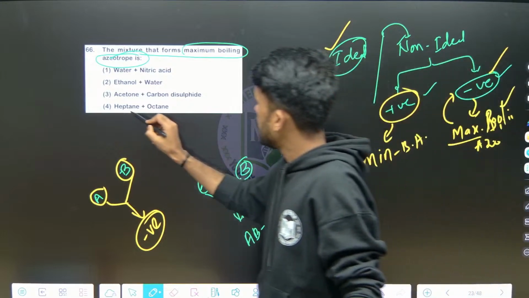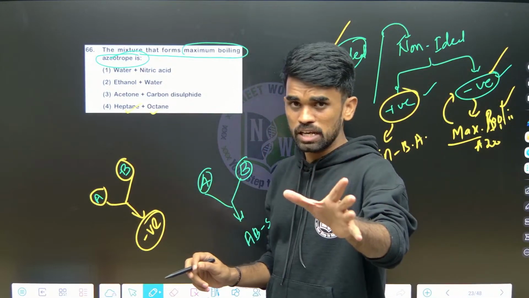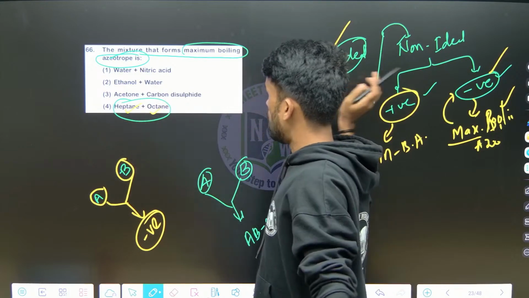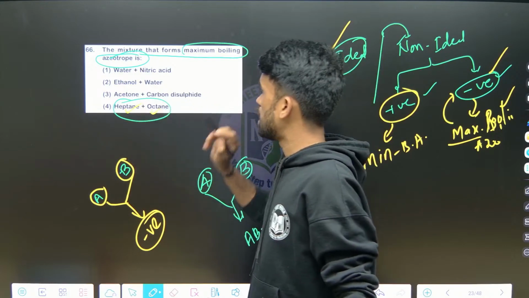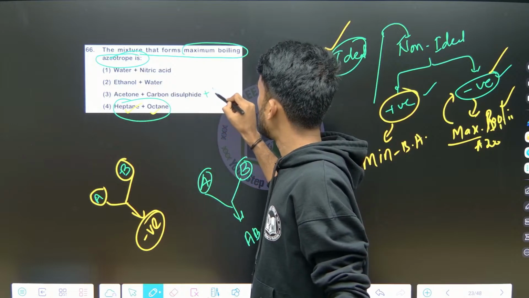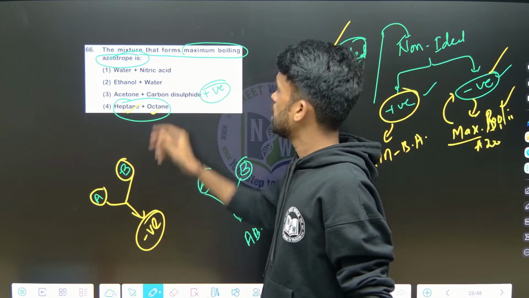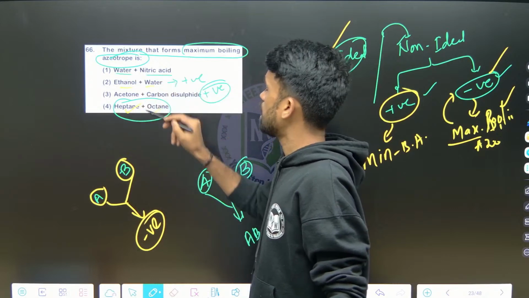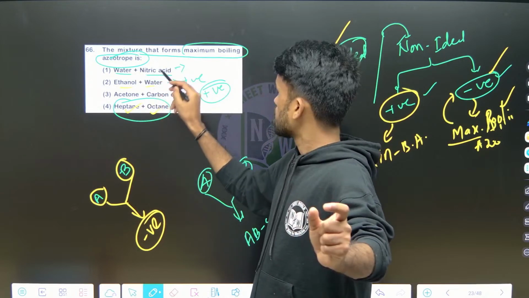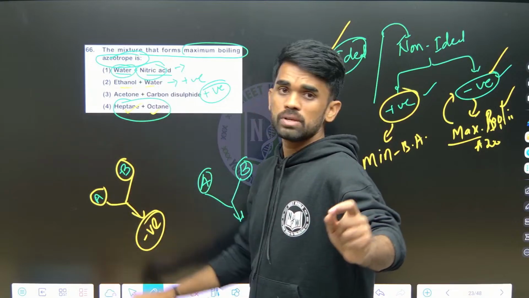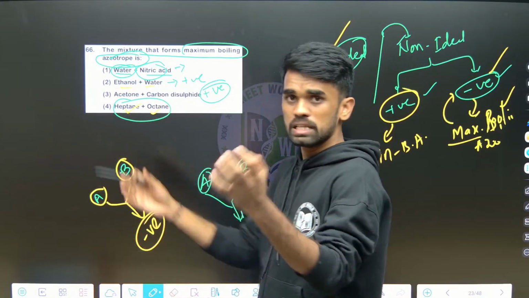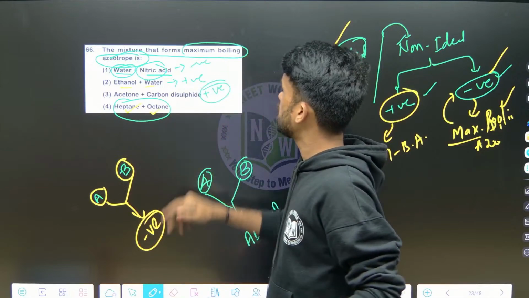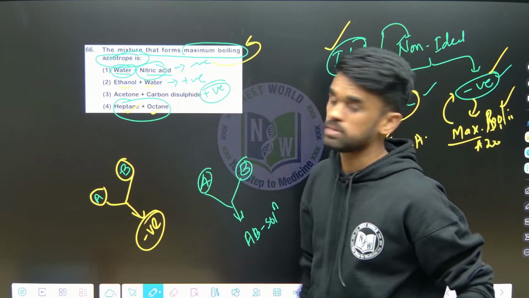See here, heptane and octane have similar nature, so they will form an ideal solution. They won't form these azeotropes. Now acetone and carbon disulfide will form positive deviation. Ethanol and water also form positive deviation. Water and nitric acid: between them hydrogen bonding is there now. Due to the hydrogen bonding, the attractive interactions increase, therefore it shows negative deviation and forms maximum boiling azeotropes. I hope it is clear.